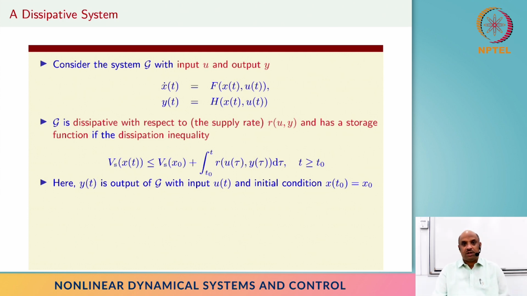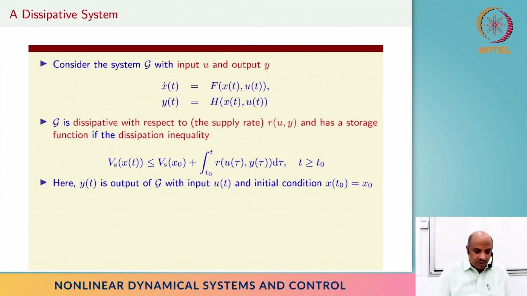One of the questions that immediately pops to mind is, given an arbitrary system, can we actually identify some supply rate where this kind of rule is satisfied? And we will not address that question and leave it as food for thought for you, right?